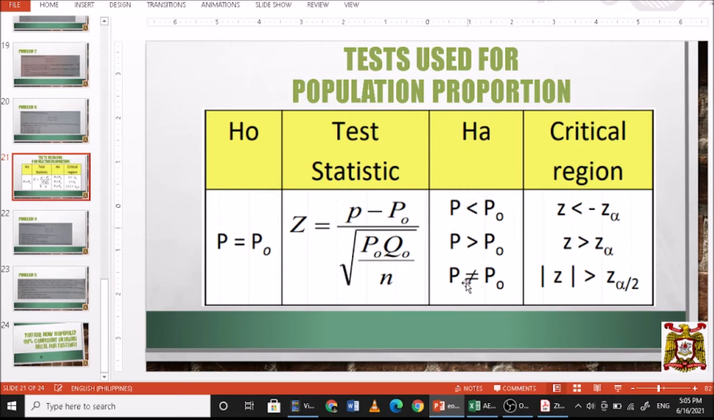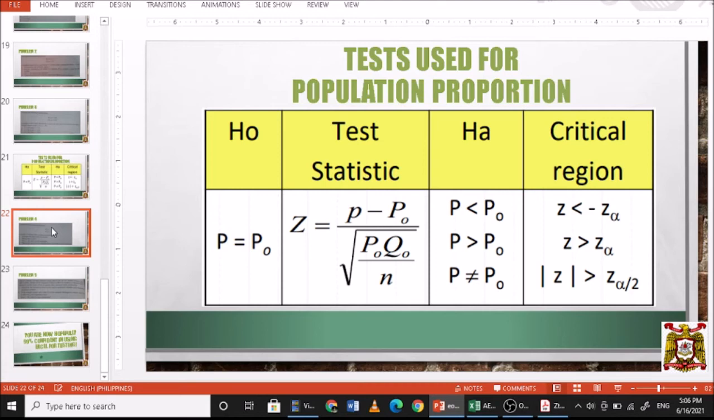Your alternative hypotheses are the following three: less than, greater than, or not equal to. The critical regions are still as follows. We reject H0 if Z is less than negative Z alpha, we reject H0 if Z is greater than Z alpha, and we reject H0 if the absolute value of Z is greater than Z alpha over 2.